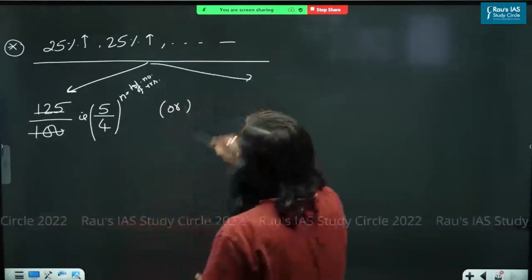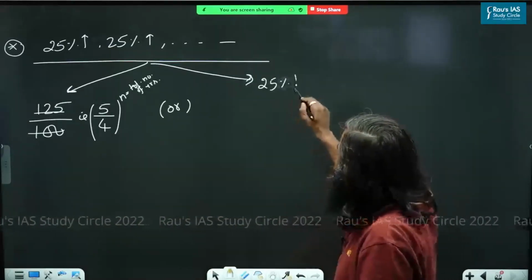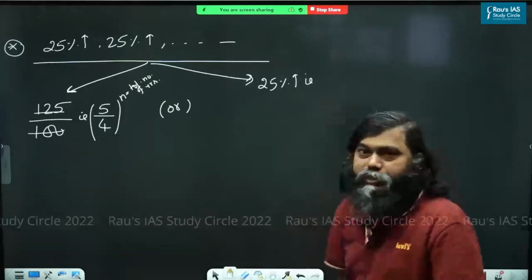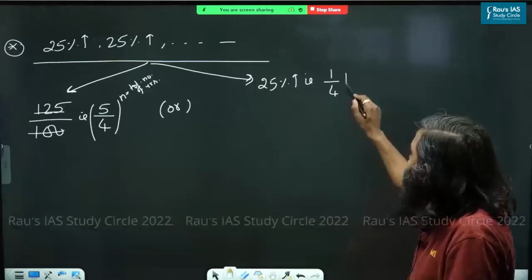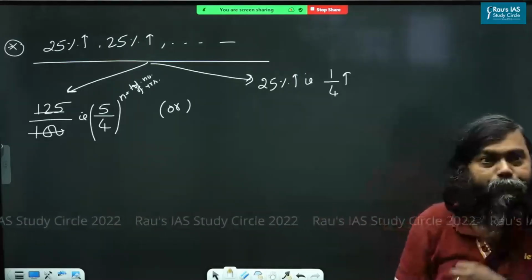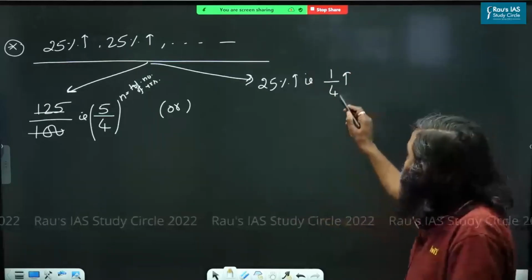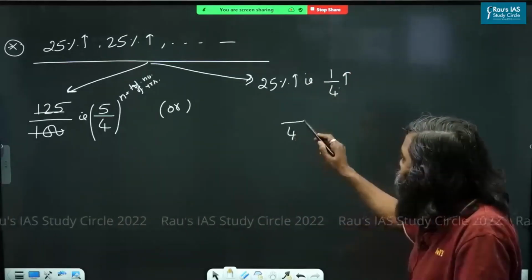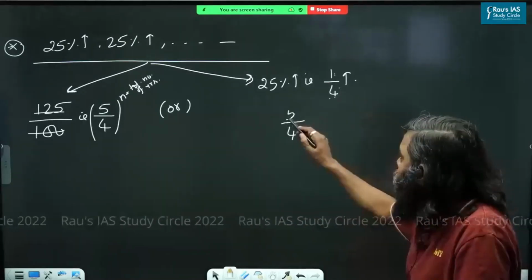Attention, now further simplify. So, 25% increasing. How can you write 25% as a fraction? 25 by 100, that means 1 by 4 increasing. What is the meaning of 1 by 4 increasing? If my original income is 4 rupees, it will increase by 1. So 4 plus 1, it becomes 5 after 1 year.